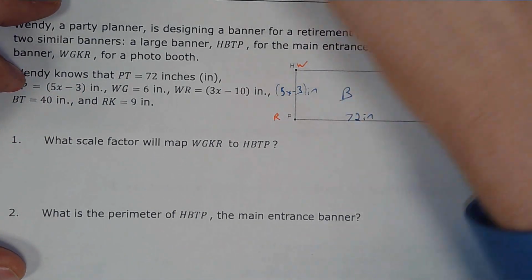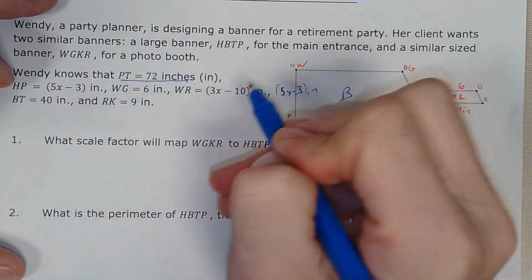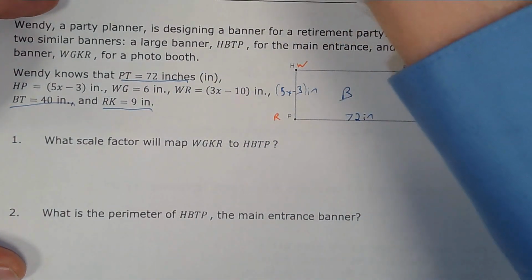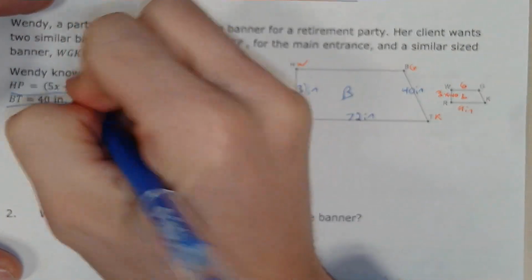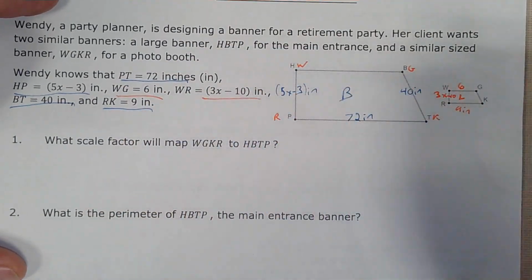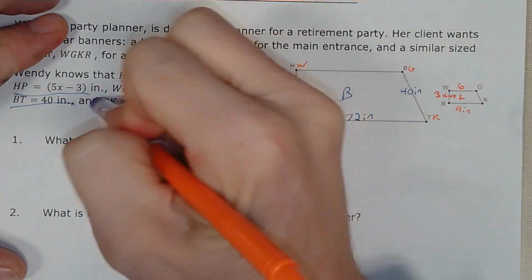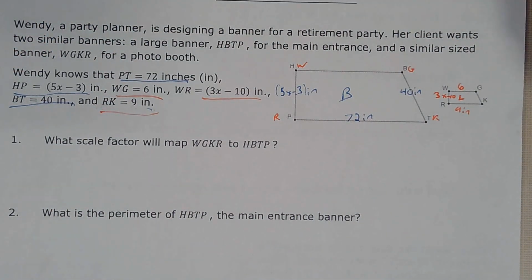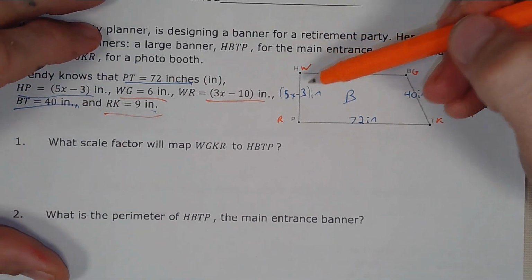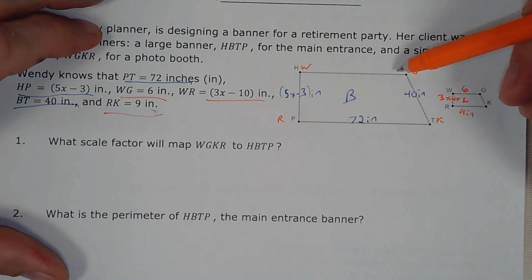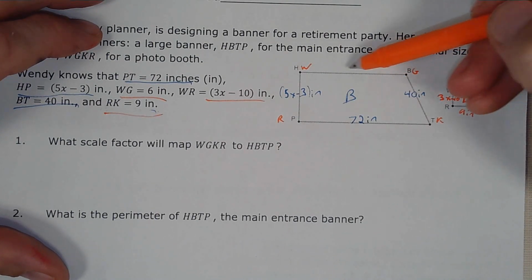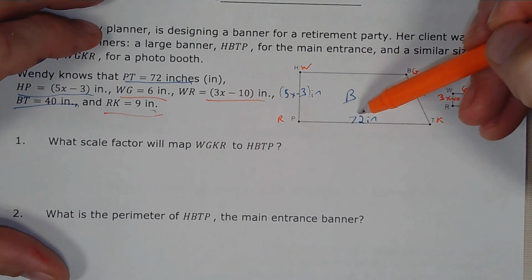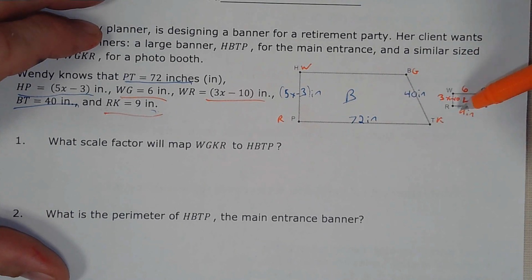I think that's everything. So that's blue, that's blue, that's blue, that's blue, the rest are orange. Oh, RK is 9 inches. Alright, so first we need to figure out what the scale factor is. That's a variable, nothing. That matches 6G, that's nothing. 40 matches that, it's blank. The only viable option we have is 72 inches to 9 inches.